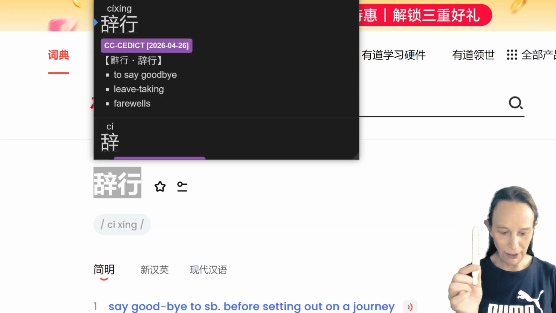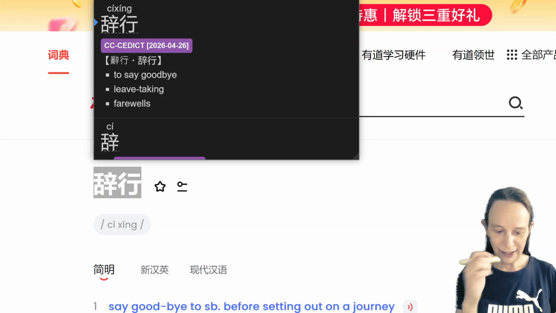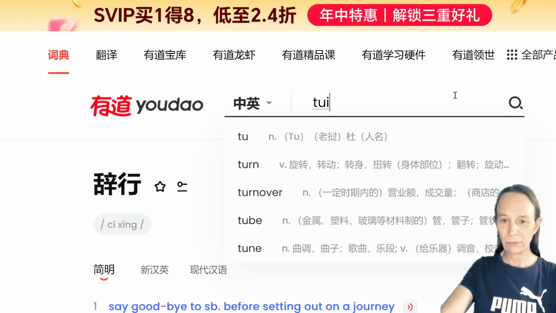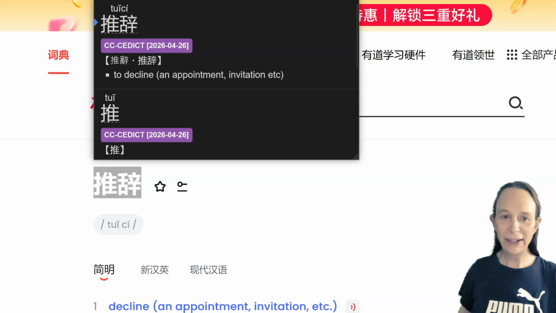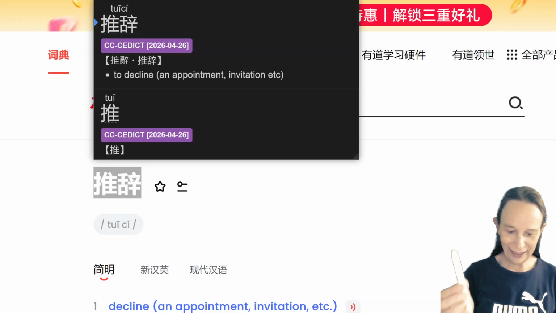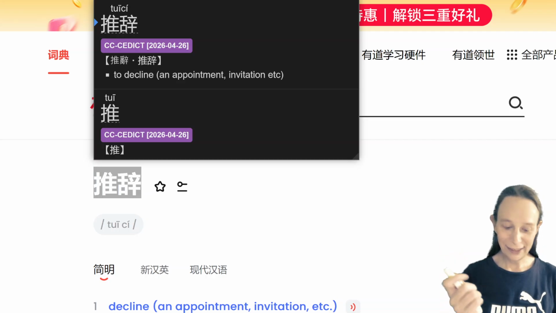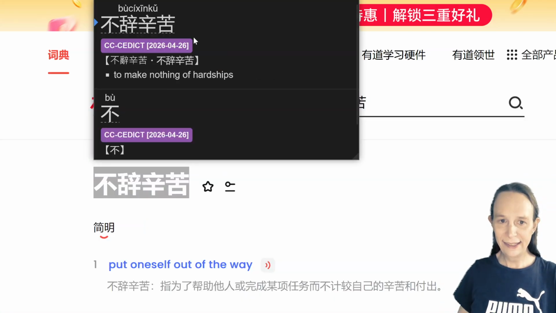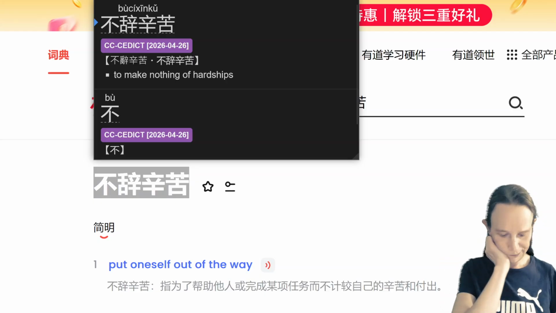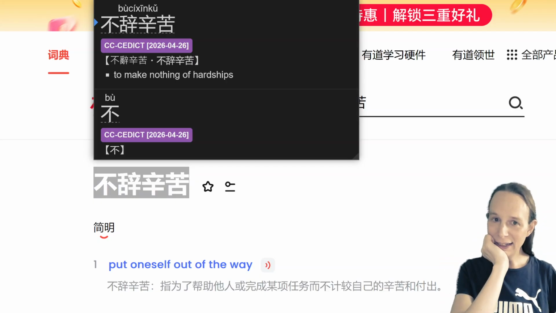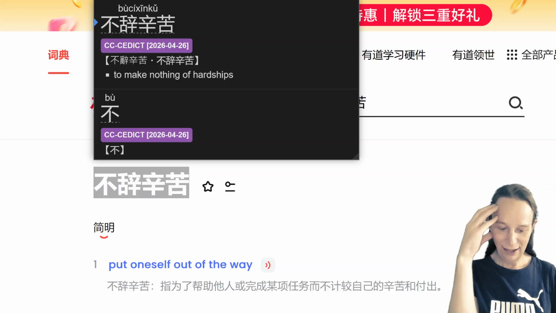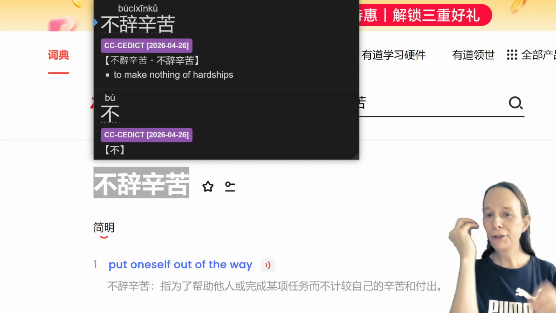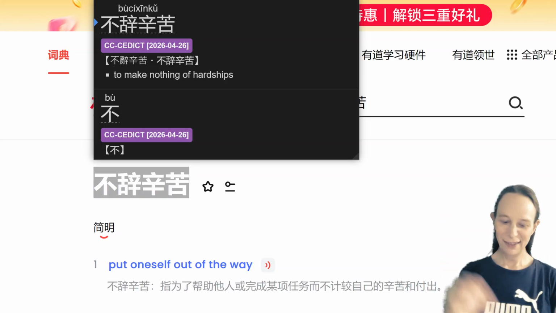Number 4, 推脱躲避. So you're avoiding something. 推辞. Oh, sorry, you're not avoiding, you're declining. 躲避 is avoiding. 推辞, 不辞辛苦. So this 辞, what does the 辞 mean? To not 辞 your hardships. To not avoid hardships. Something like that.